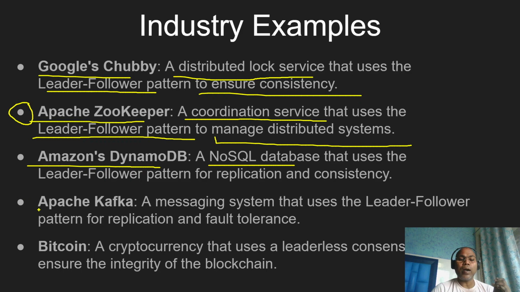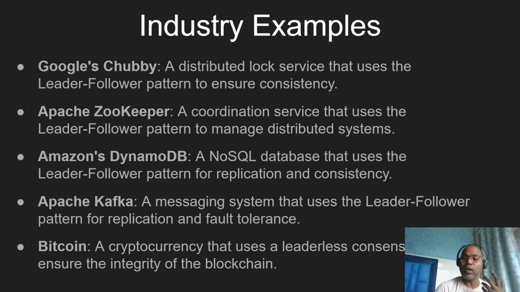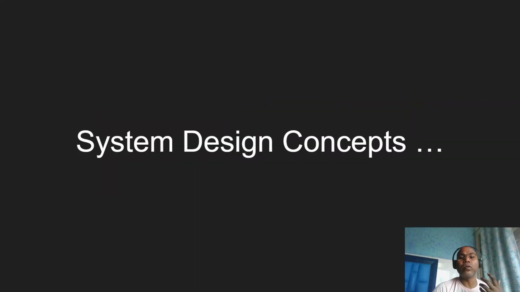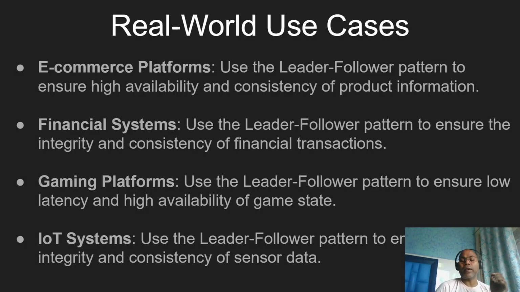Even if we talk about Kafka, it also supports replication. This is a messaging system that uses the leader follower pattern to replicate and manage fault tolerance. Even Bitcoin, where I talk about the blockchain, the cryptocurrency, uses leaderless consensus algorithms to ensure the integrity of the blockchain. So in many places, many situations, there are many available application examples. This is just limited. Talk about Apache ZooKeeper, Apache Kafka, DynamoDB, Google's, and blockchains. In many places you can say this leader follower pattern is used.